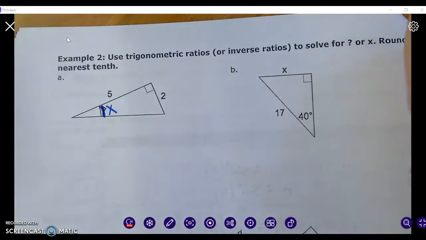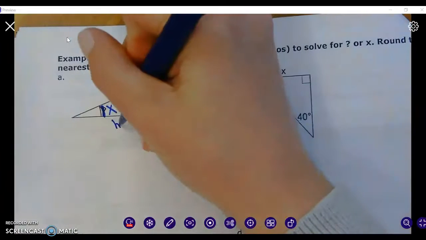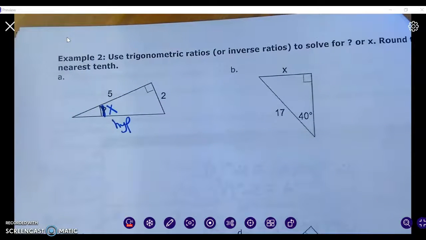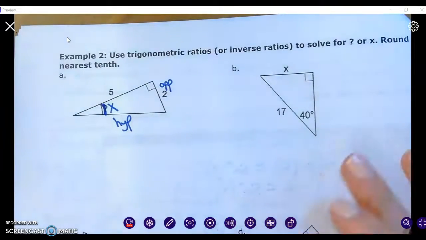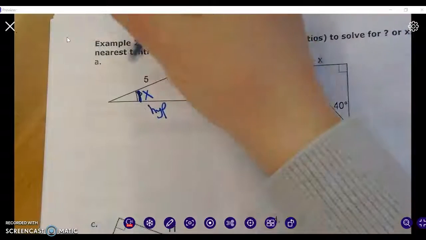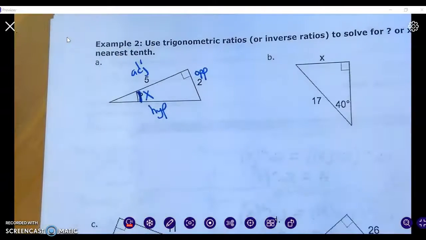Okay, Mason, where's my hypotenuse? Jessica, where's my opposite? Sarah, where's my adjacent? You're not writing anything down. Okay, then what do we do next? What thought process do we use to pick which function?